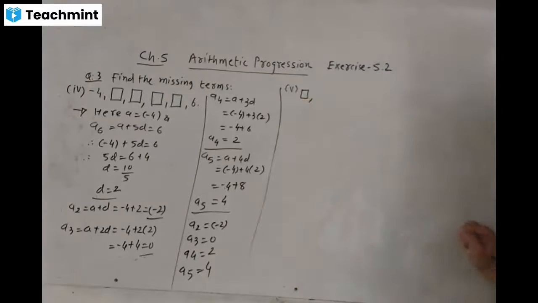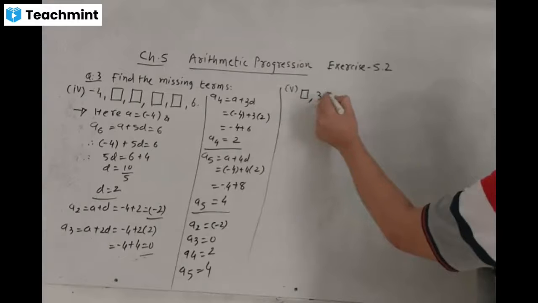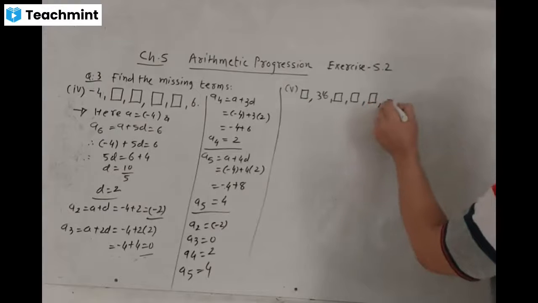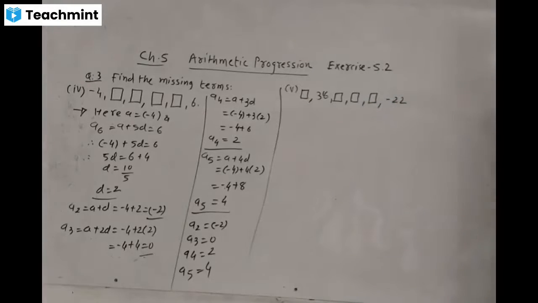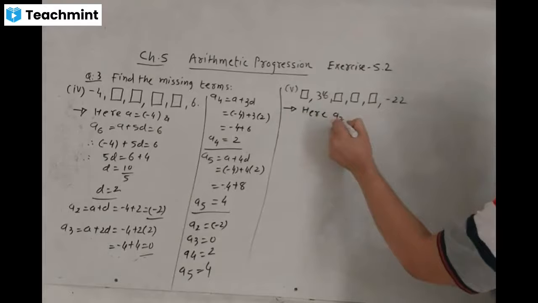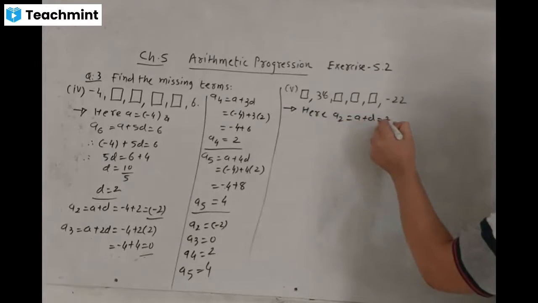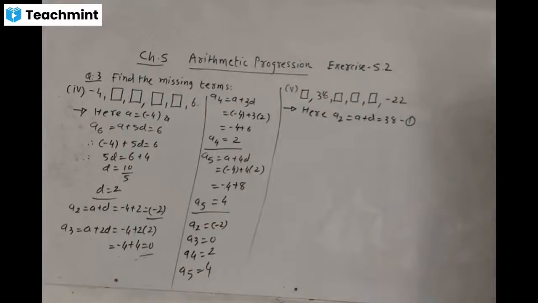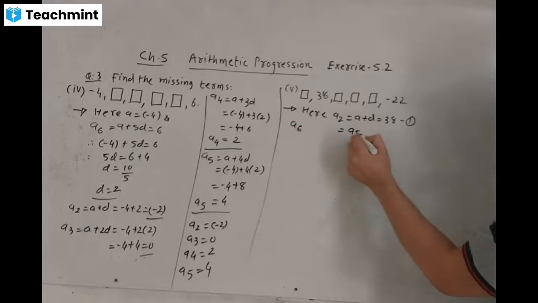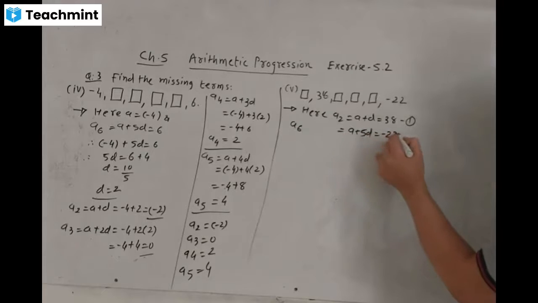Blanks, 38, blanks, and minus 22. Check it. The second term is 38 and the sixth term is minus 22. Sixth term. Here a2 is equal to a plus d, that is equal to 38. That is equation number 1. And the sixth term, a6 is equal to a plus 5d, that is equal to minus 22.